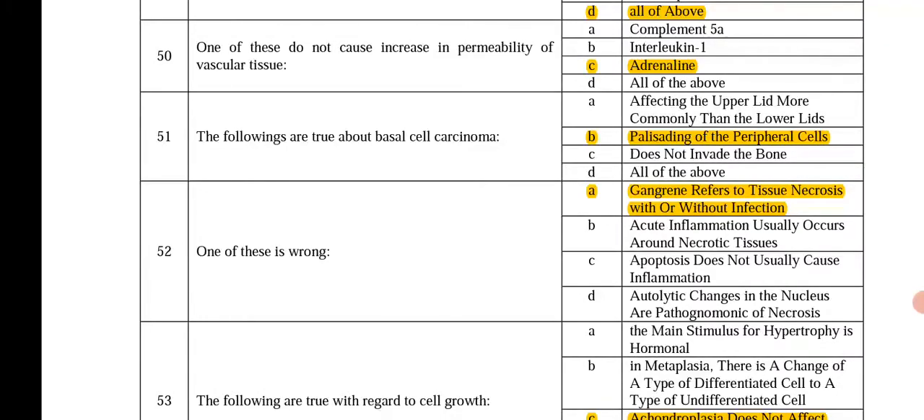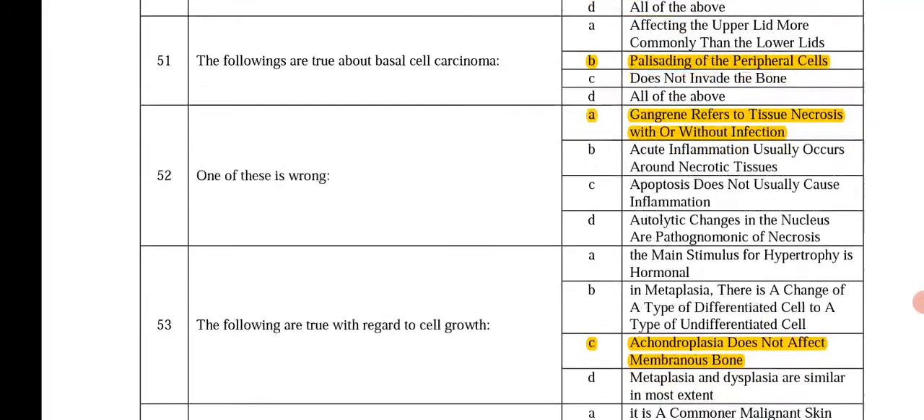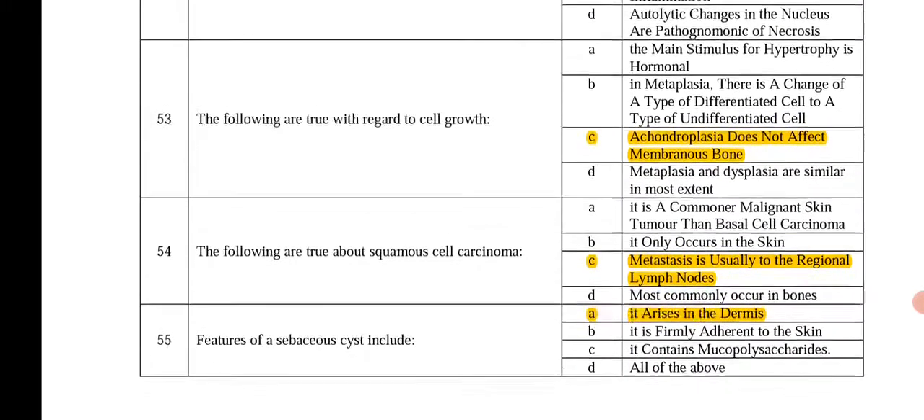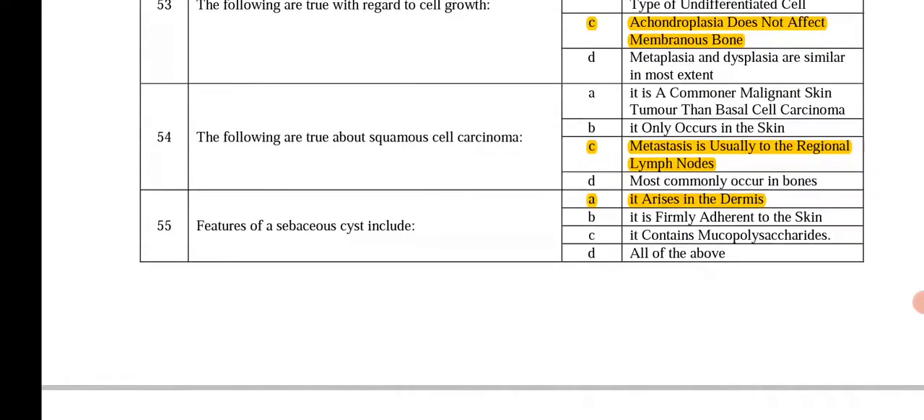Gangrene refers to tissue necrosis with or without infection. The following are true with regard to cell growth. Achondroplasia does not affect membranous bone. The following are true about squamous cell carcinoma. Metastasis is usually to the regional lymph nodes.